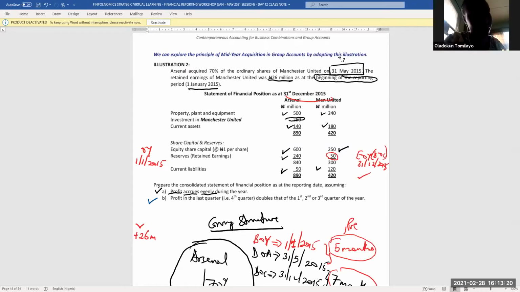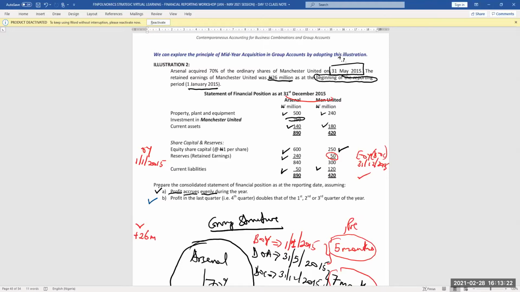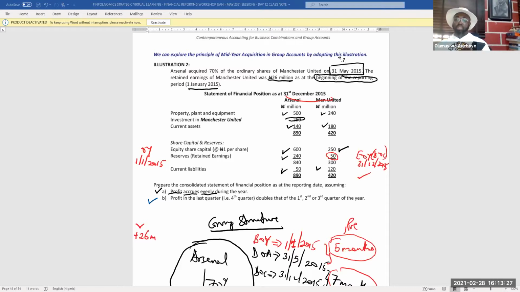Can I try? Yes, ma'am. So to my understanding, it's saying that profit accrues evenly, and we're using the 111 that we used in calculating. So in 4 quarters, if the profit in the first 3 months is 1 each, then the profit in the last month, that's in the fourth quarter, will be 2. That's to my understanding.